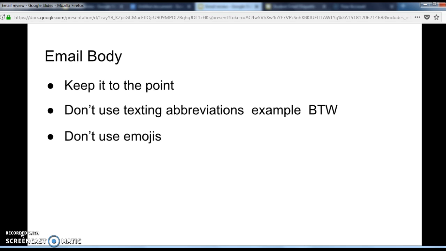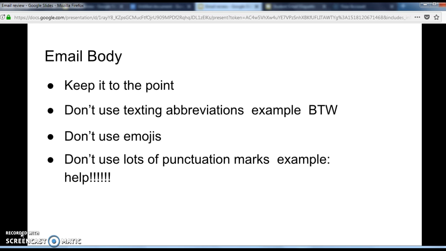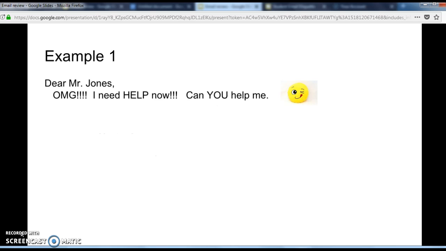Don't use emojis. Don't use lots of punctuation marks, like the example, help, with lots and lots of punctuation marks. And don't use all caps. All caps means that you're shouting at someone. So let's look at some examples.